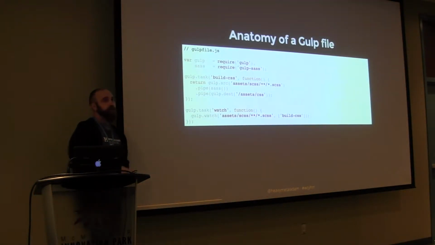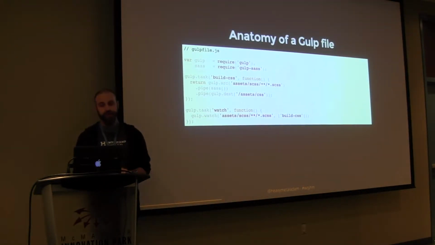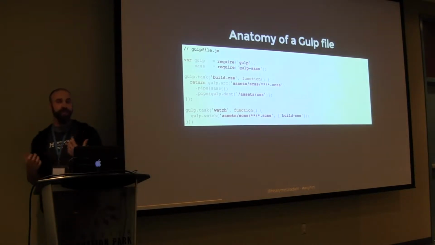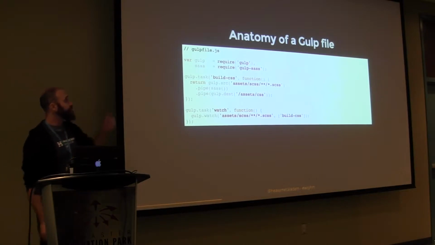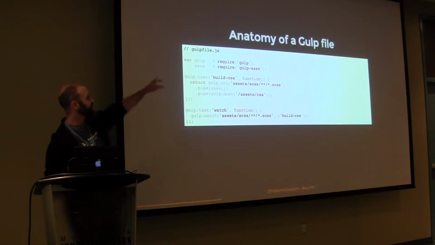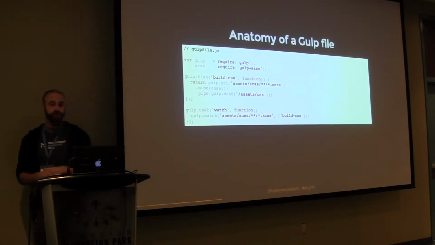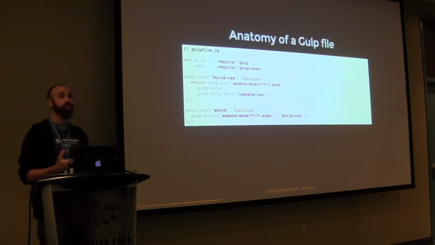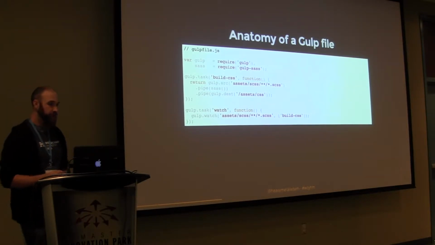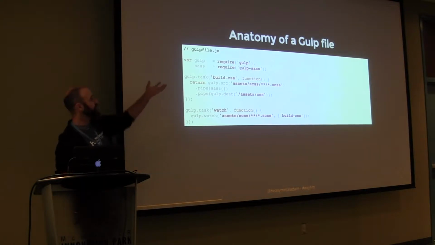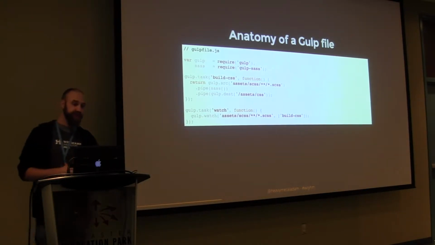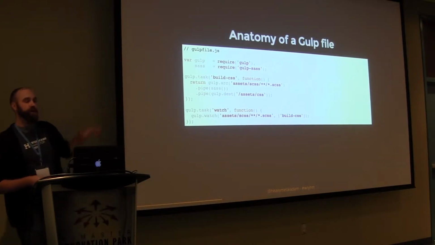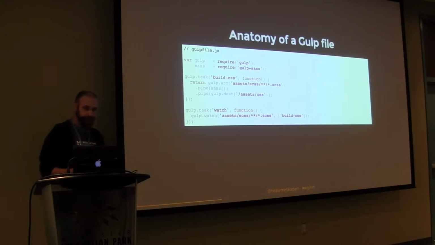So Gulp and Grunt both run with configuration files. Let's take a quick look at a very basic configuration file for Gulp. Whenever you run a Gulp command, it's looking for a gulpfile.js. Both of these tools are written in Node. So first thing that we need to do is include any of the tasks that we're going to be running, Gulp and Gulp Sass. Here we're going to be compiling our Sass into CSS.